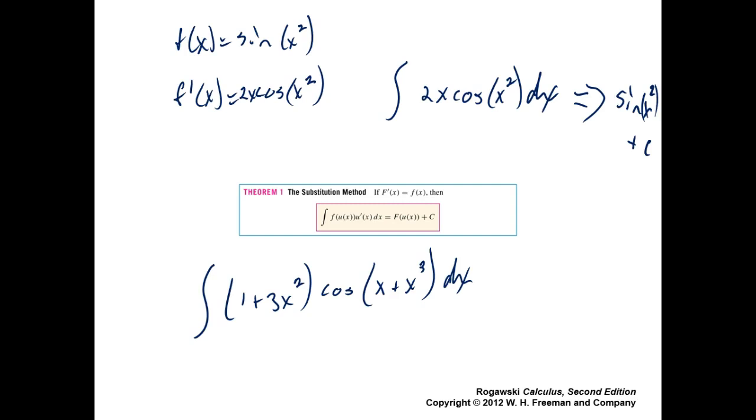Derivative of x is 1 plus 3x squared. Well, guess what? That's what you got out here. So this lets you know that is just the antiderivative of the cosine of this. What's the antiderivative of the cosine?